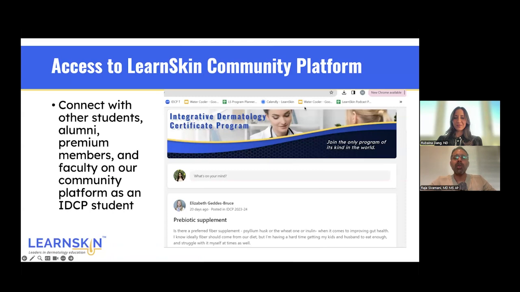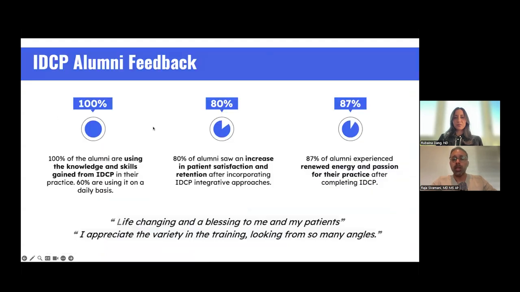And so along with this comes access to the LearnSkin community platform. This is really awesome because you get access to all the alumni, premium members, faculty, and also many of the programs that are out there, whether they're free or even the premium content is, I think, really nice. And you also get a chance to see the Integrative Derm symposium.